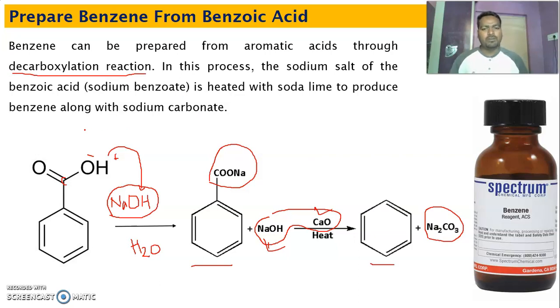From benzoic acid, first they are going to treat with base, it gives sodium benzoate. Then on heating sodium benzoate with soda lime, which is a mixture of sodium hydroxide and calcium oxide, you are going to get benzene and sodium carbonate. This is the second method of preparation.